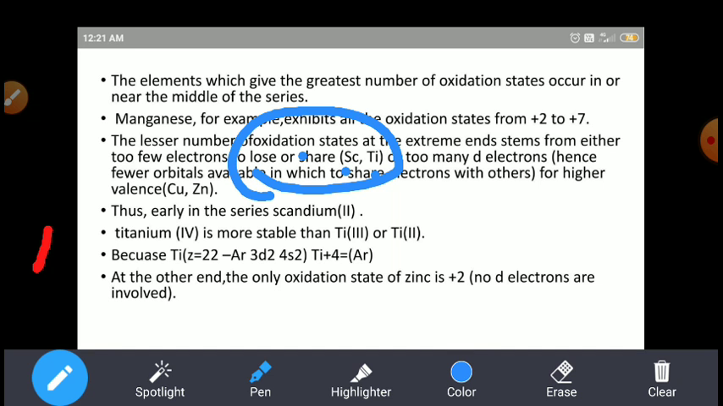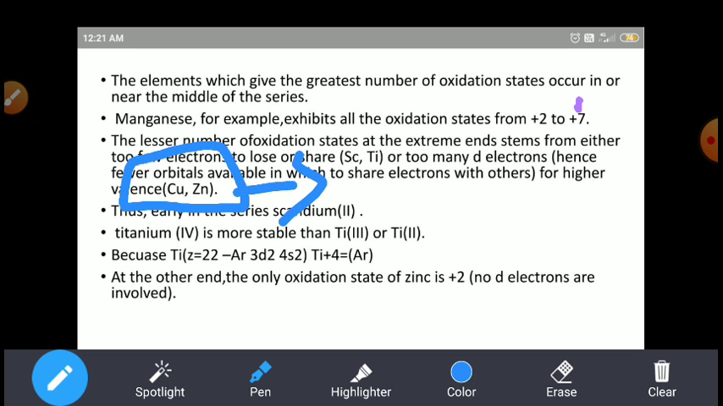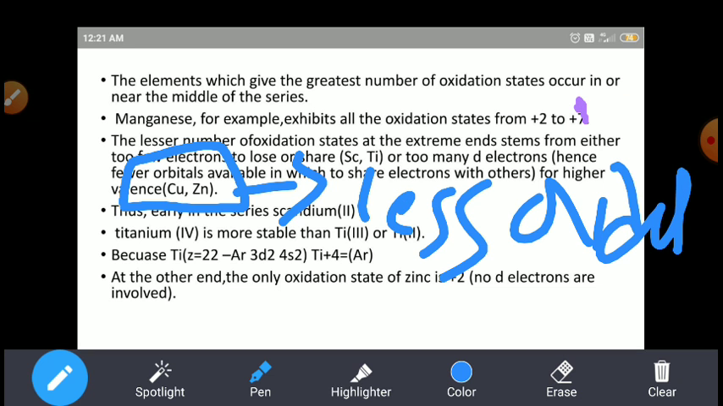But when you compare zinc and copper, the electrons in their d orbitals are paired, so the d orbitals of copper and zinc never participate in the chemical reaction. So on the right-hand side, zinc and copper exhibit fewer oxidation states, due to the paired electrons present in the d orbitals.